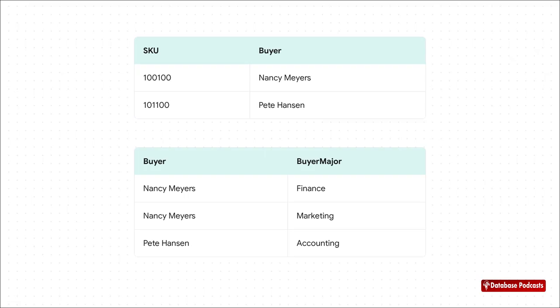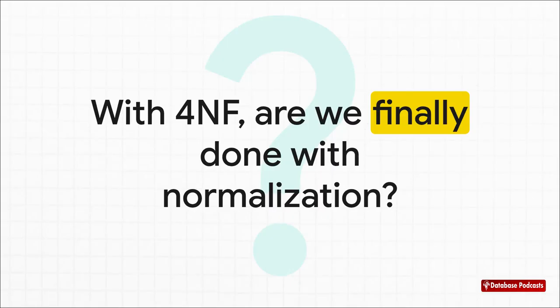Now, if Nancy buys a new product, we add 1 tiny row to the first table. If she adds a new major, 1 row in the second table. The anomalies, completely gone. Problem solved. Okay, that feels pretty satisfying, right? We've conquered functional dependencies with BCNF, and now we've handled multivalued dependencies with 4NF.